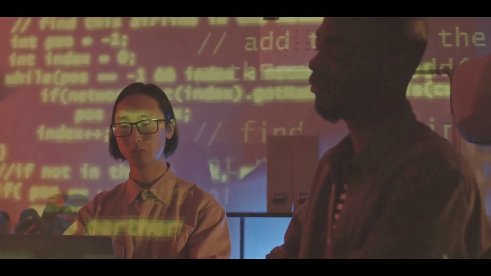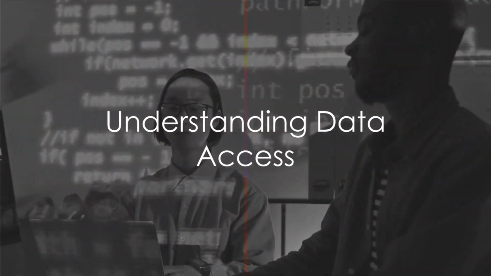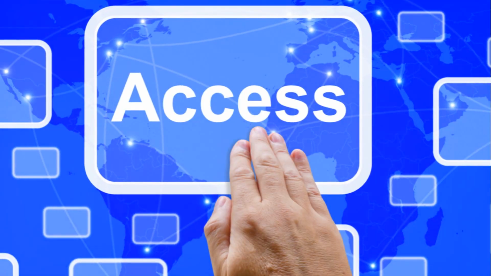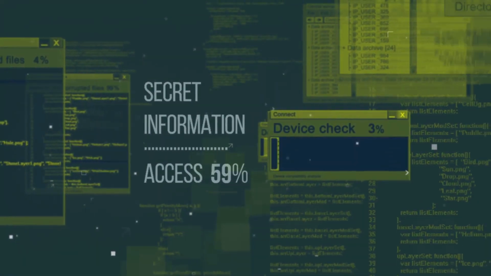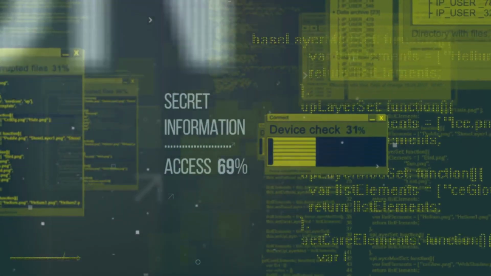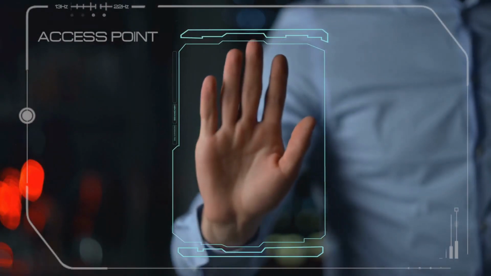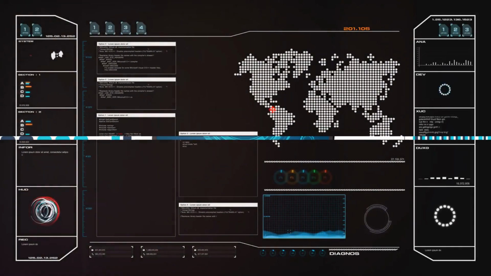Think of data as being stored in different rooms in a vast mansion. Each room is a different database, and the keys to these rooms are what we call access rights. Data access ensures that the right keys are in the right hands. In other words, it manages who can access what data, when, and how.